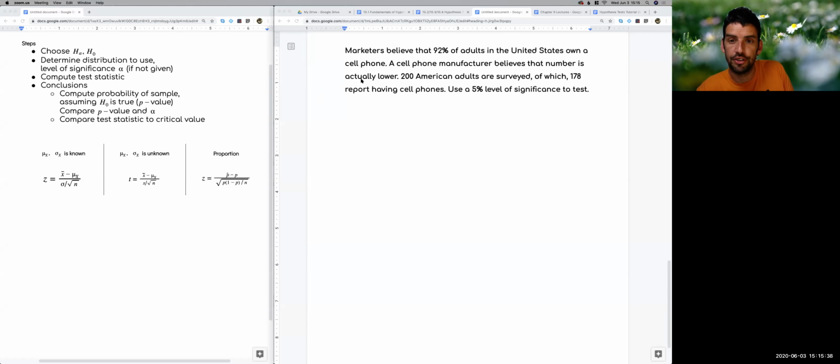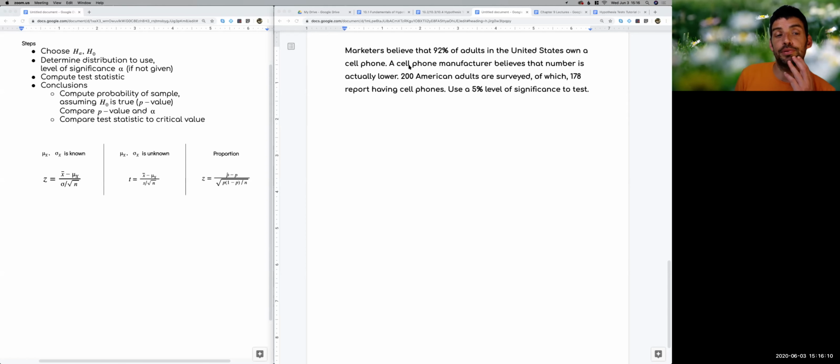So here's our situation. We've got a marketing belief that 92% of adults in the US own a cell phone, but then a cell phone manufacturer believes for some reason that this number is actually lower. So they survey 200 adults, and 178 of those 200 report having cell phones. And we want to test whether this supports their claim that there is actually a lower proportion or not. And we're going to test it with a 5% level of significance.